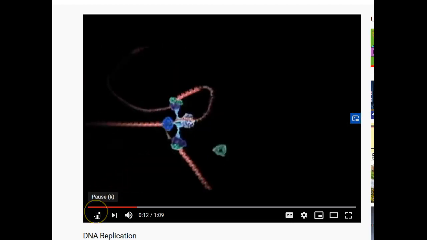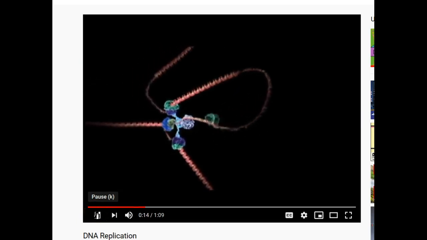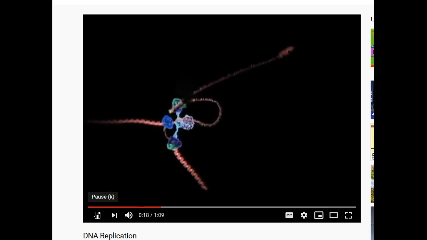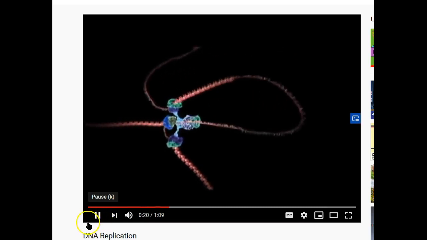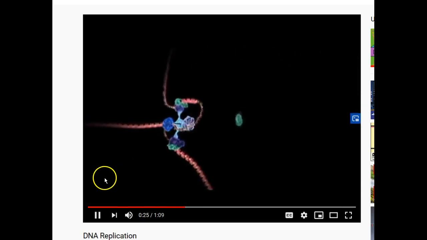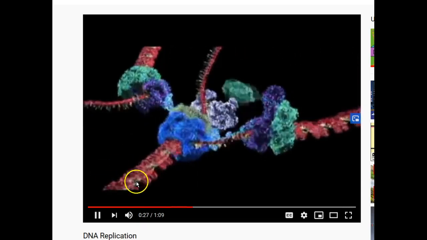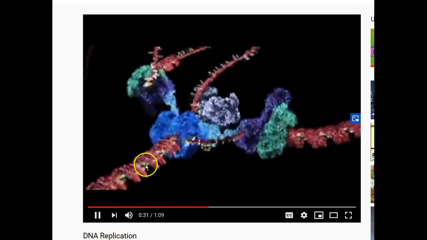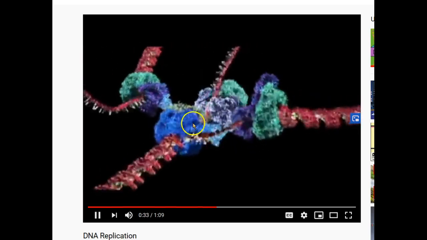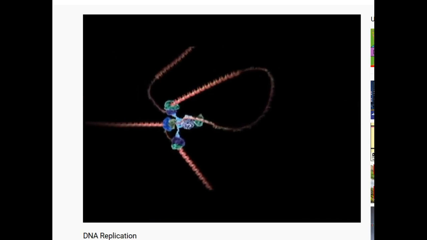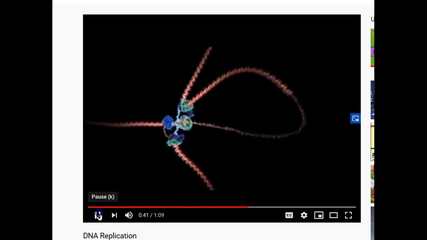You are looking at an assembly line of amazing miniature biochemical machines that are pulling apart the DNA double helix and cranking out a copy of each strand. The DNA to be copied enters the production line from bottom left. The whirling blue molecular machine is called helicase.